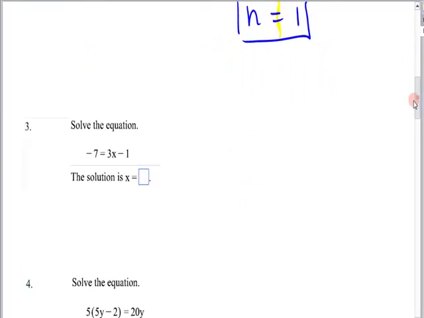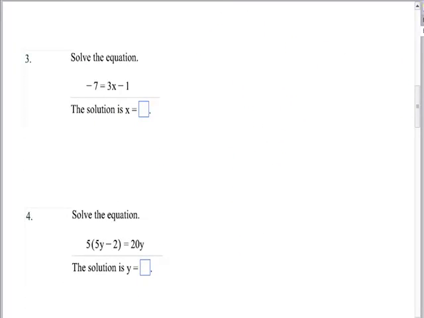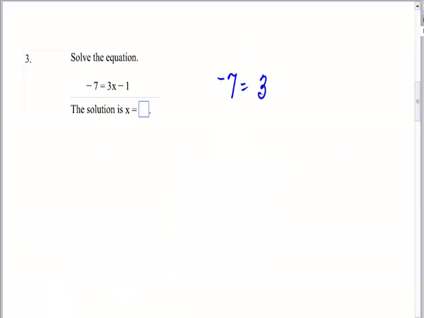All right, let's look at number 3. I have negative 7 is equal to 3x minus 1. Can I simplify on the left? No. Can I simplify on the right? No. Do I have x's on both sides of the equal sign? Nope, just over here. Then look over on the right-hand side, and this will tell us what to do.